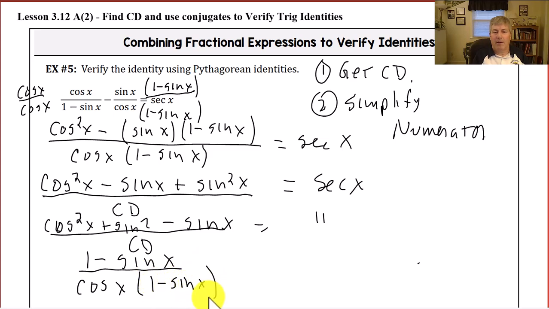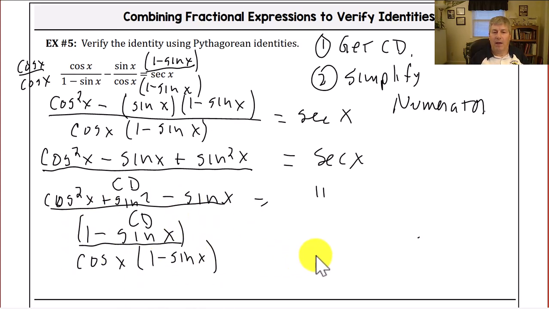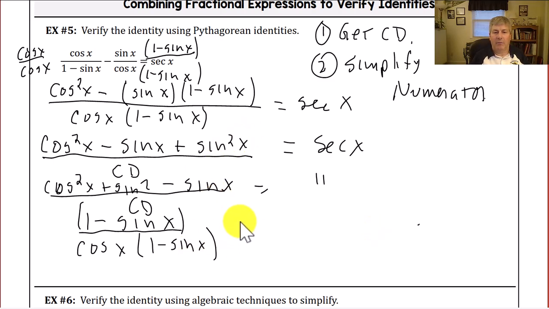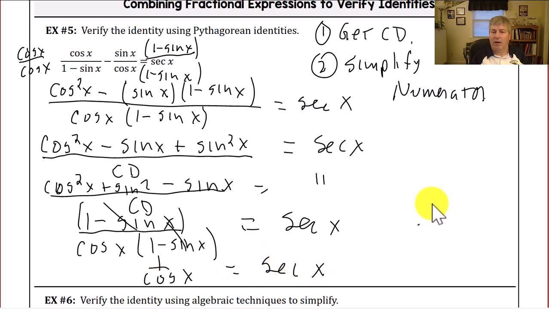Notice in my denominator I didn't distribute that. I left that factored because look what happens. Now my numerator and my 1 minus sine x in my denominator cancel. And so I get 1 over cosine x equals secant x. Now I ran out of room working down the page, so 1 over cosine x does simplify, and we get secant x equals secant x, and I have now verified my trig identity.